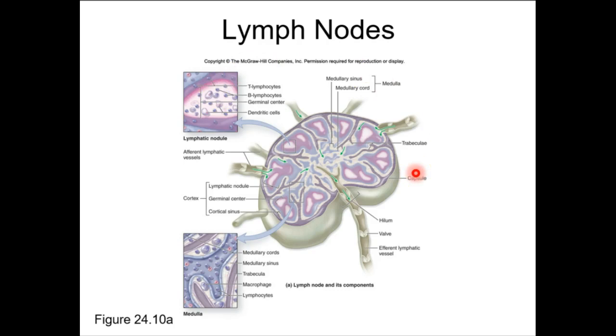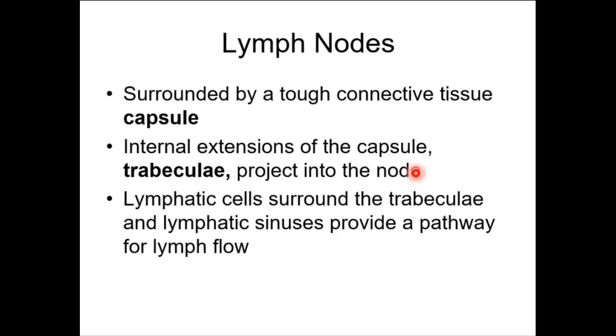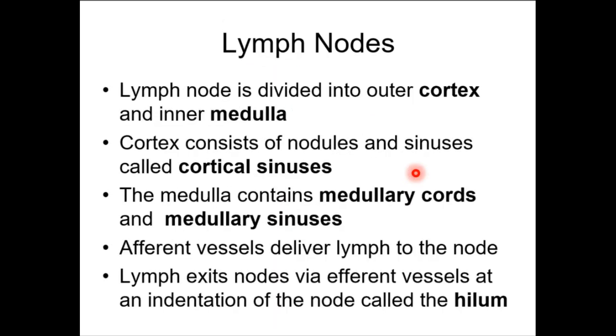Okay, I think that's the major anatomy. Capsule, trabeculae, cortex and medulla, cortical sinuses, medullary cords, medullary sinuses, and the hilum. I think we're good there.